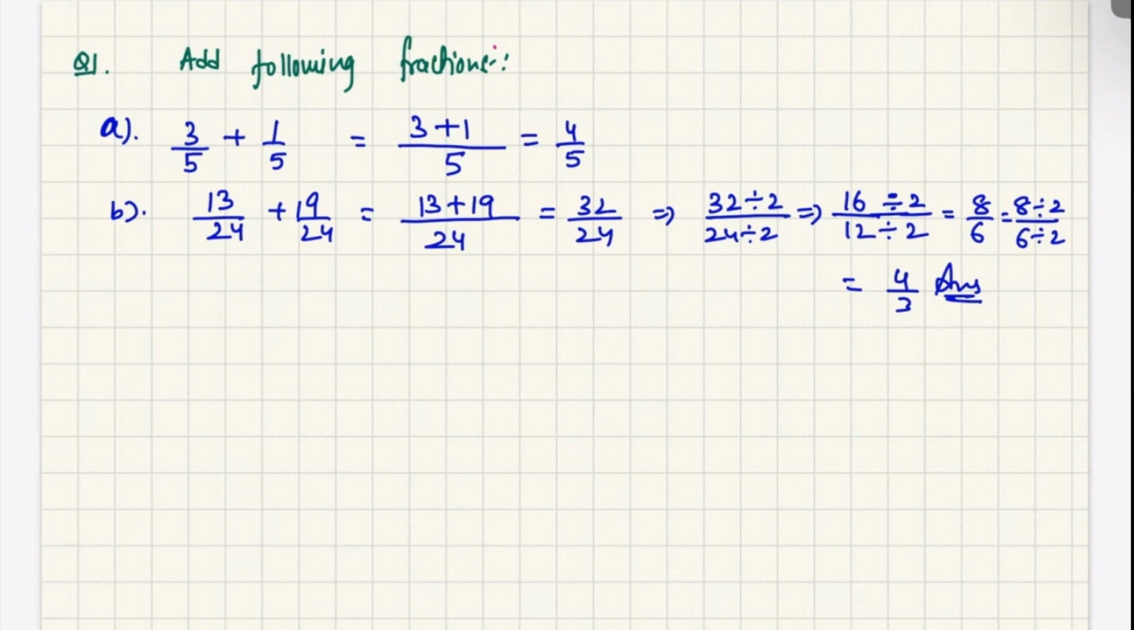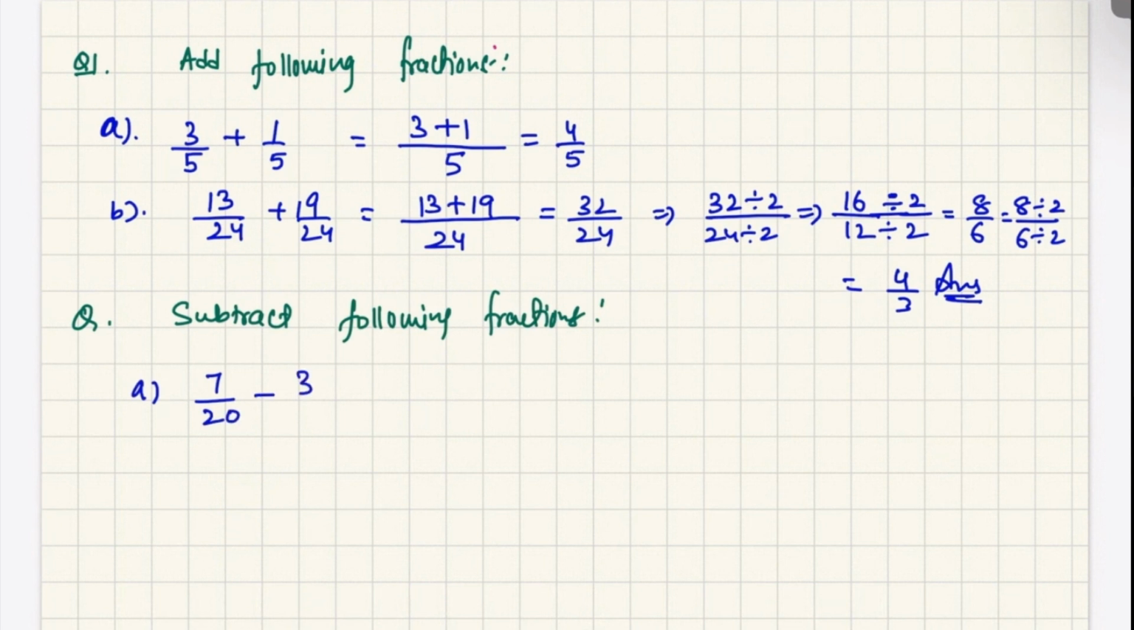I'll take another question, another format. The next question is, subtract the following fractions. Okay. So the question that I want to focus on, let's say this is the fraction I have. A, 7 by 20 and 3 by 20. Now this means the denominator is the same, 20. 7 minus 3. Now 7 minus 3 is 4 by 20.